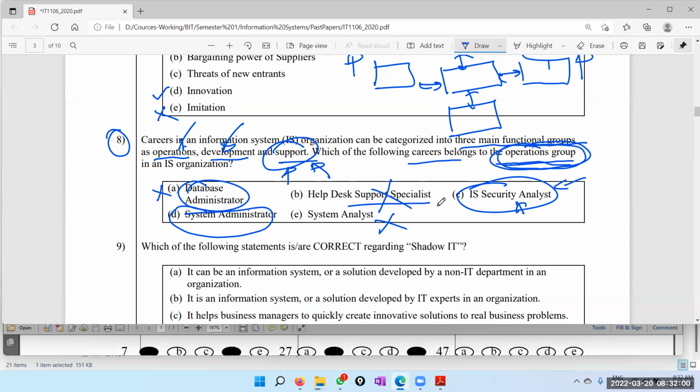But we have 3 contenders. Okay. We have 3 things. Now I am really not sure whether it is supporting or operations.